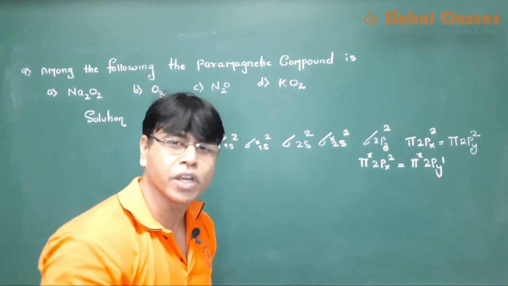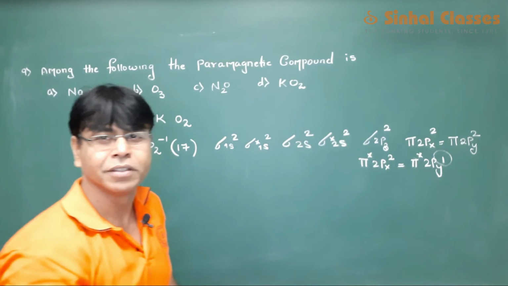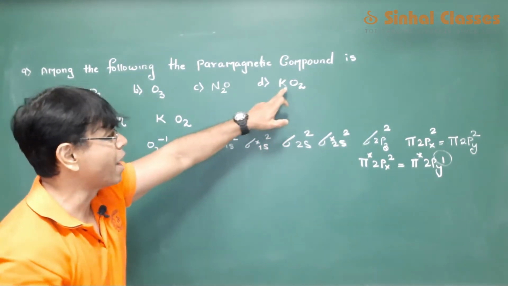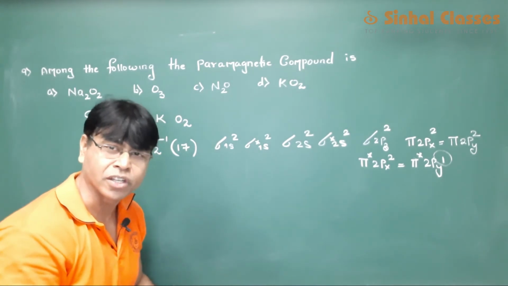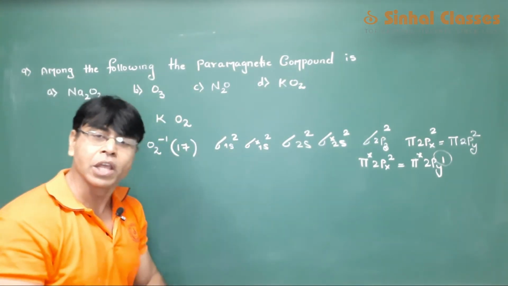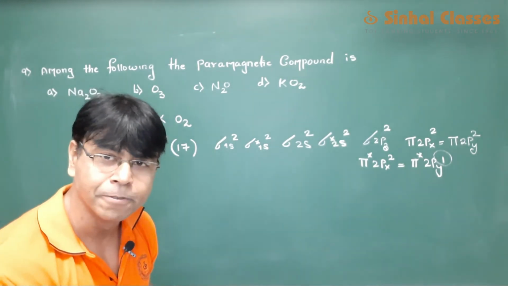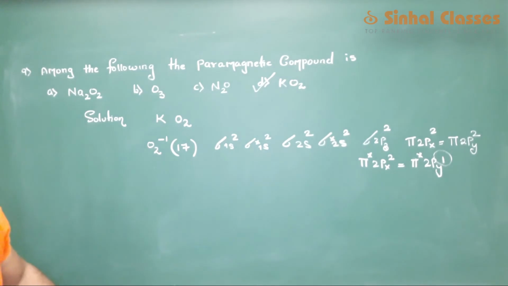Now what's your observation? There is one unpaired electron here. So that means this compound is paramagnetic in nature. Similarly, you can check it out for others. In that case, they all will be paired. So your answer for this question is D.